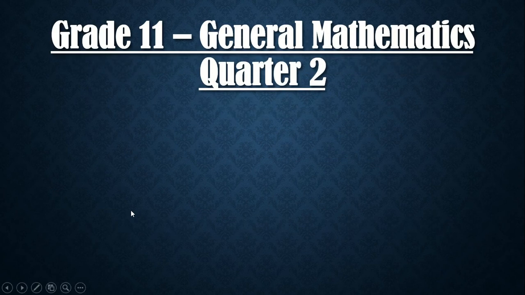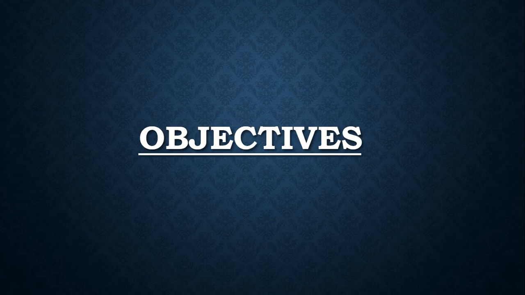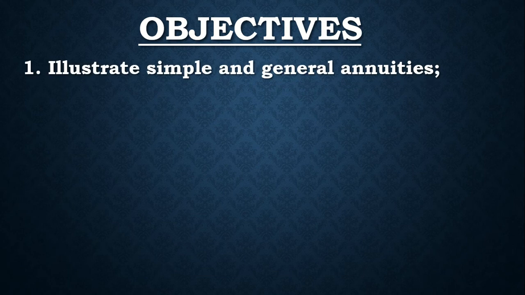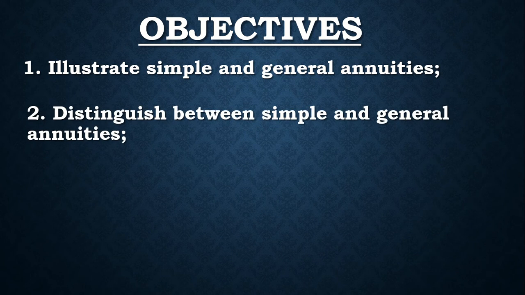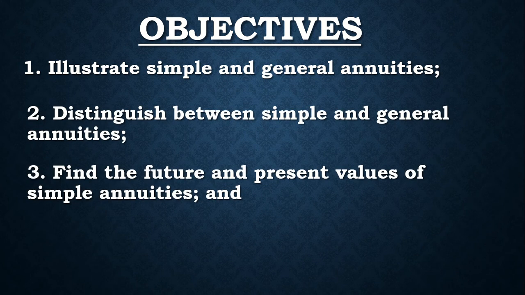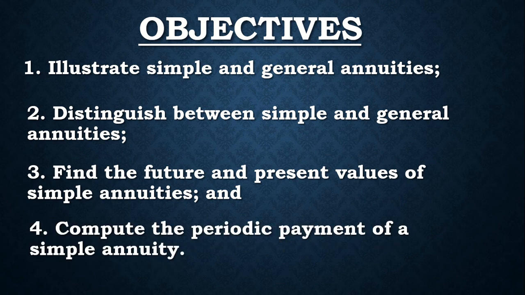We're still in grade 11 general mathematics for the quarter 2 and we have the topic about simple annuity. Our objectives: illustrate simple and general annuities, distinguish between simple and general annuities, find the future and present values of simple annuities, and compute the periodic payment of a simple annuity.